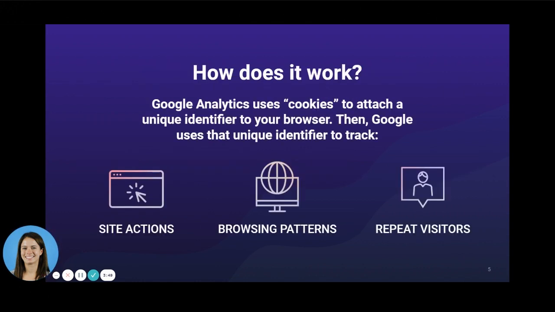So how does Google Analytics work? It uses cookies, which are basically a unique identifier that it attaches to your browser. And from there, Google uses that unique ID to track site actions, how people are interacting with your site, different browsing patterns on your site, and repeat visitors. Again, there are more things that it can track, but these are the biggest categories that I look at pretty often.